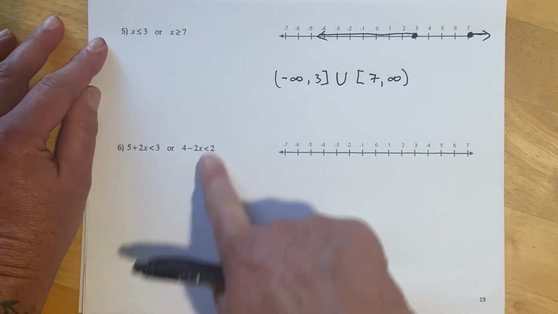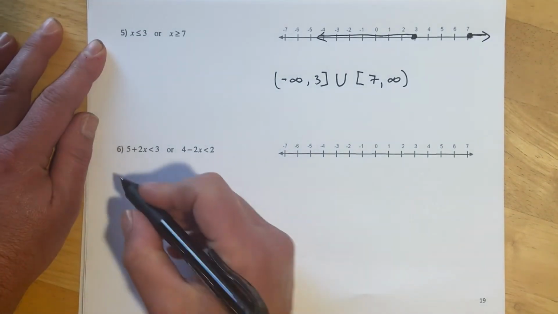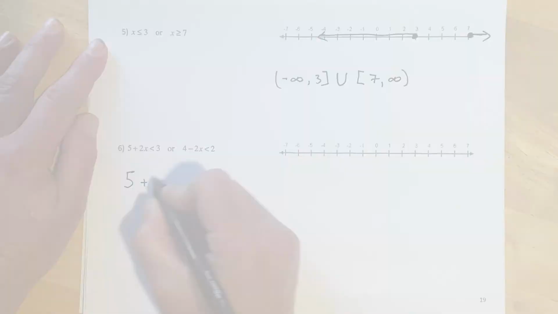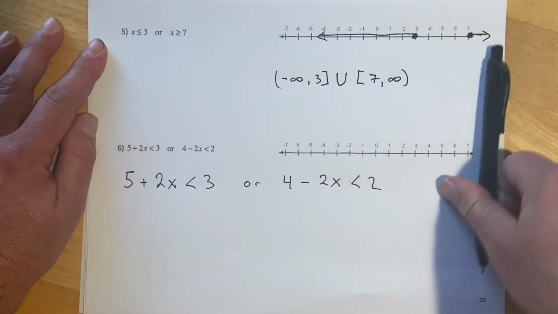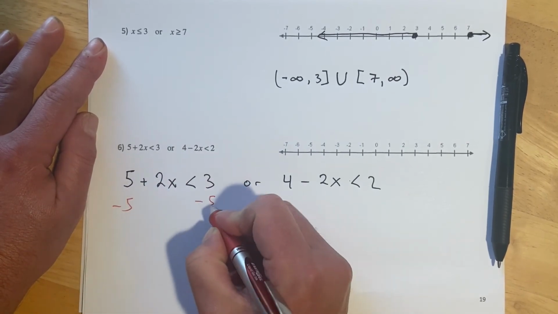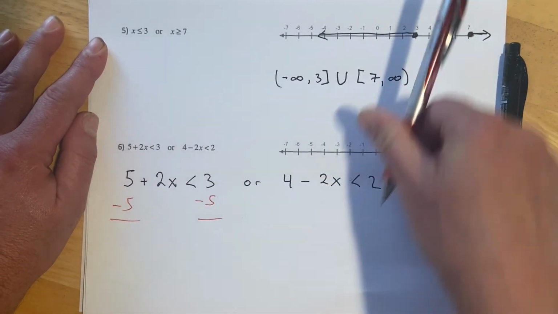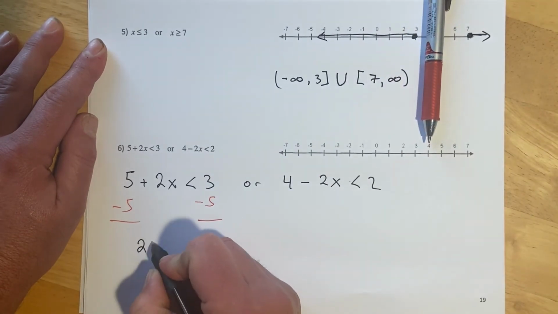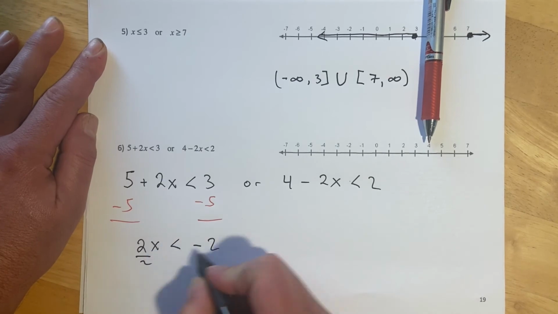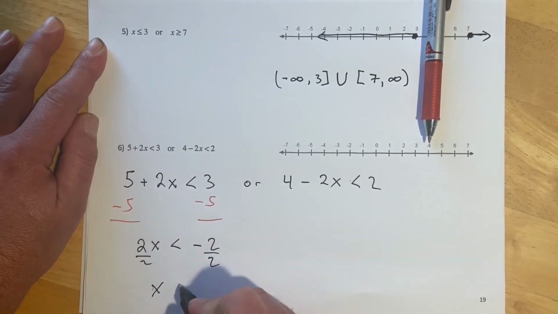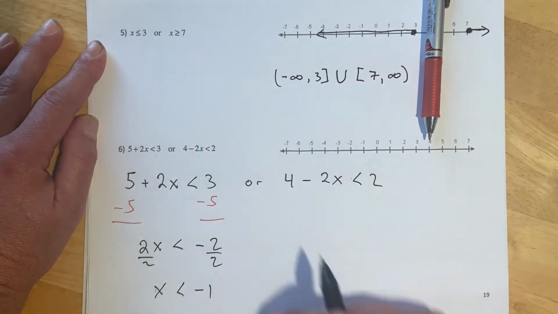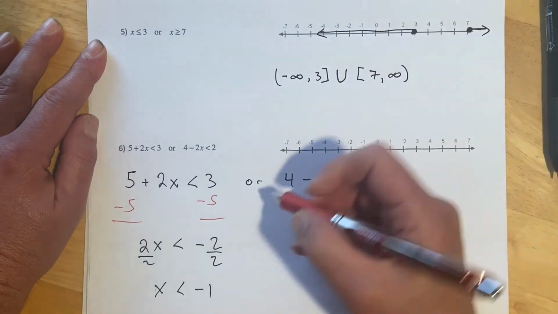This is the same thing, but now we have to do a little bit of solving to get there. So let me write this bigger. Here, let's subtract 5 on both sides. And that's going to get us to 2x is less than negative 2. Divide by positive 2, and x is less than negative 1. So there's our first half. And we'll do the second part here.